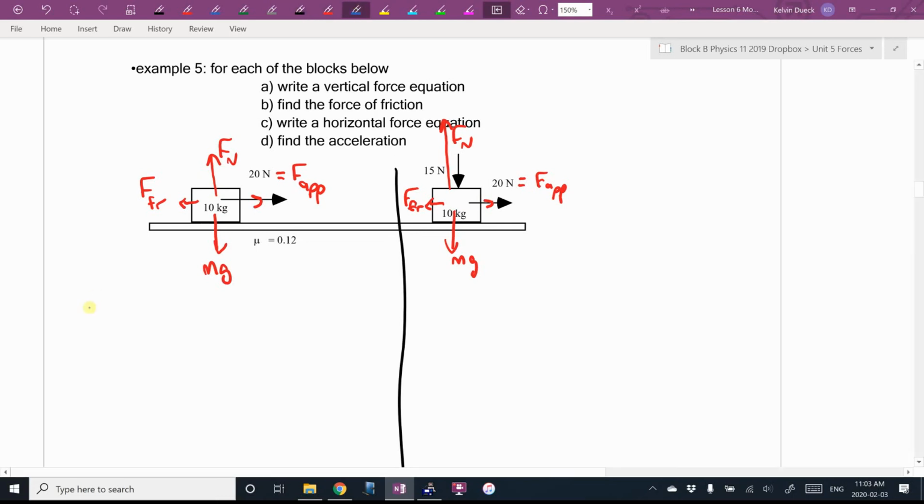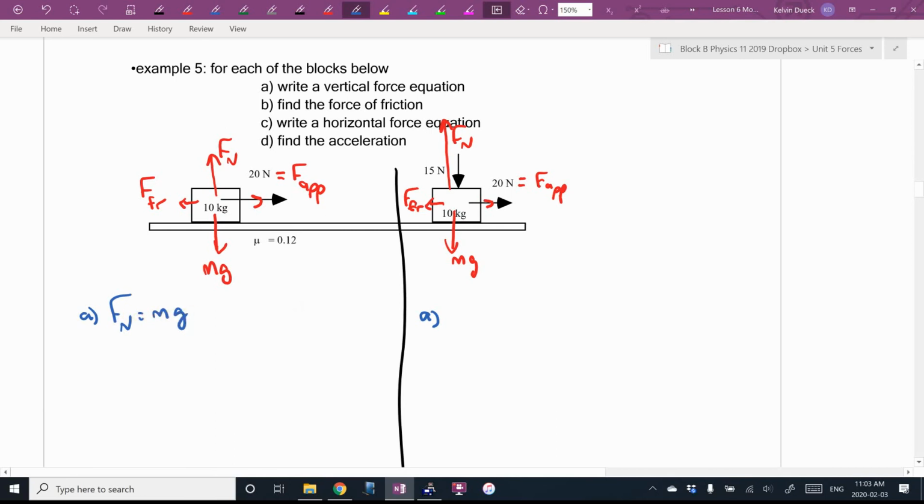A says write a vertical force equation. Okay. Serenity, you did the left-hand one. Are we sinking into the ground like quicksand? Are we flying through like Superman? No. Vertically, forces must be balanced. So everything down, what's the only arrow pointing down? Equals everything up. What's the only arrow pointing up? So here is my vertical force equation for the left-hand side.